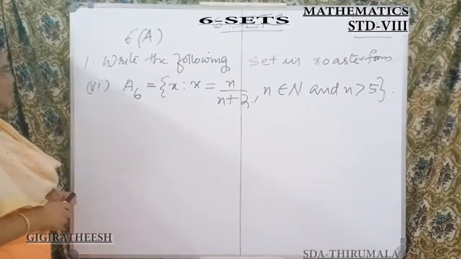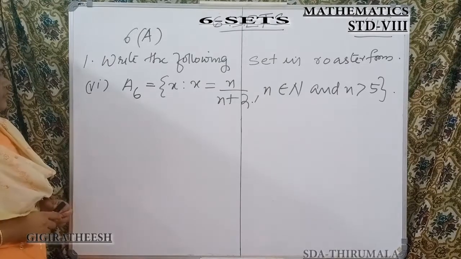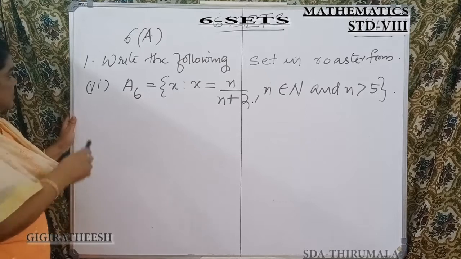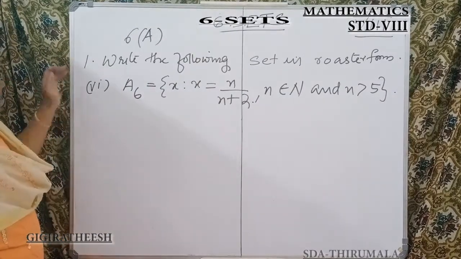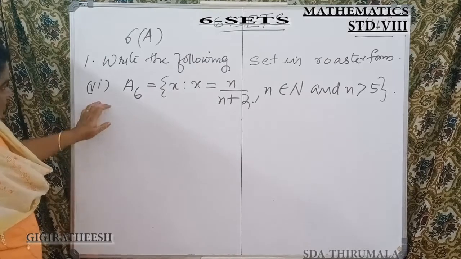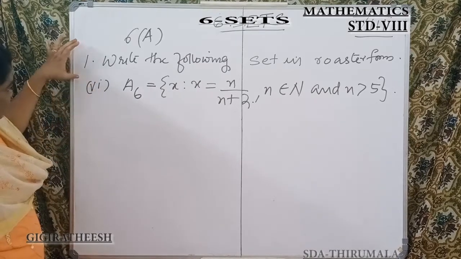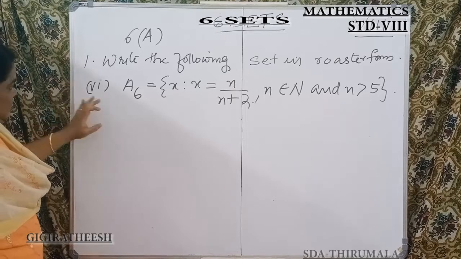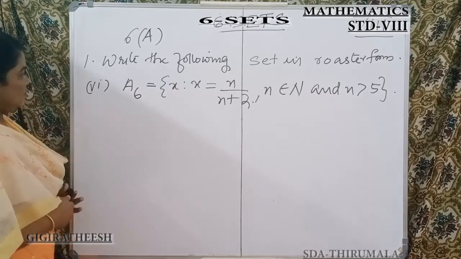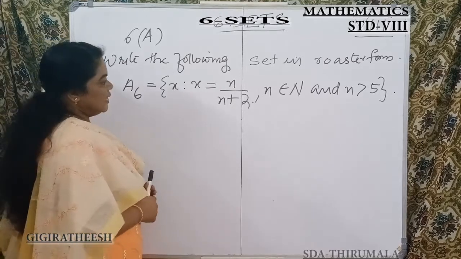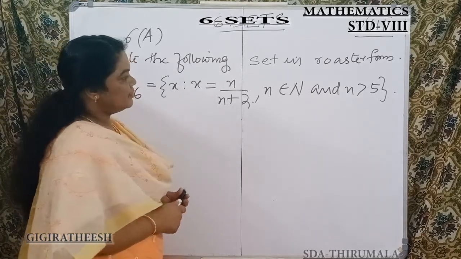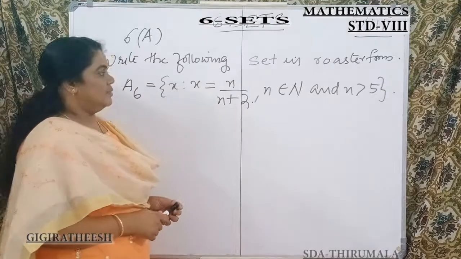This is from exercise question 6, from the first exercise. Write the following set in roster form. This is the first set of questions, and this is the 6th question. A6 is equal to x such that x = n by n plus 2, n is an element of N and n is greater than 5. And what is it?